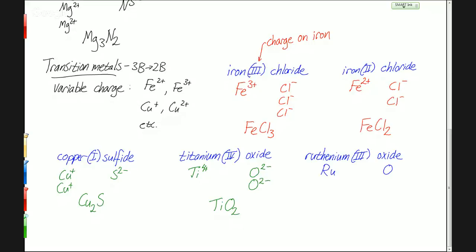All right, got something? Charge on ruthenium is 3+. Charge on oxide is 2-. So we have to add 2 ruthenium and 3 oxides. This is just like the aluminum one before, because we've got to get 6+ and 6-. So that compound then will be Ru2O3.